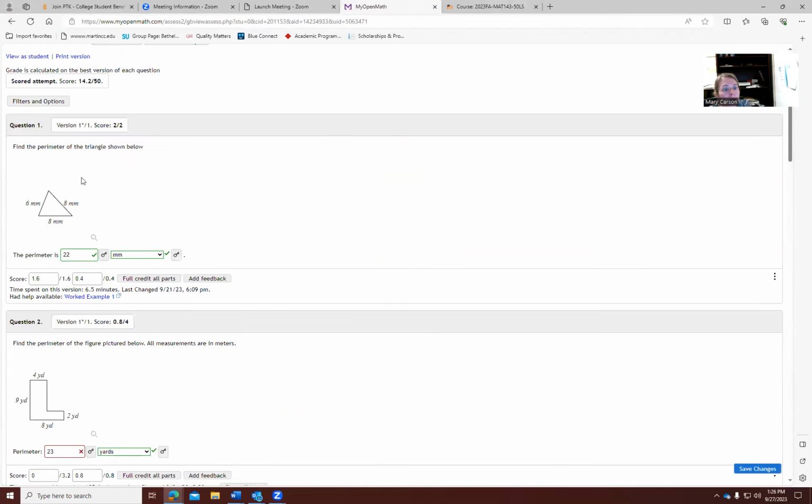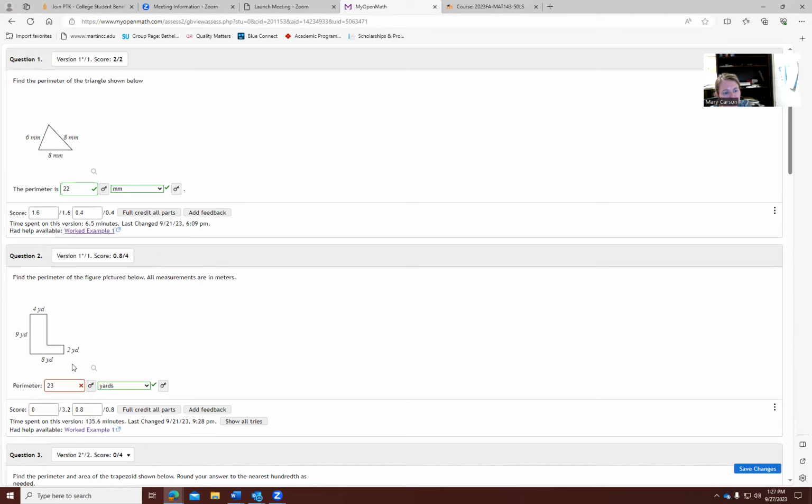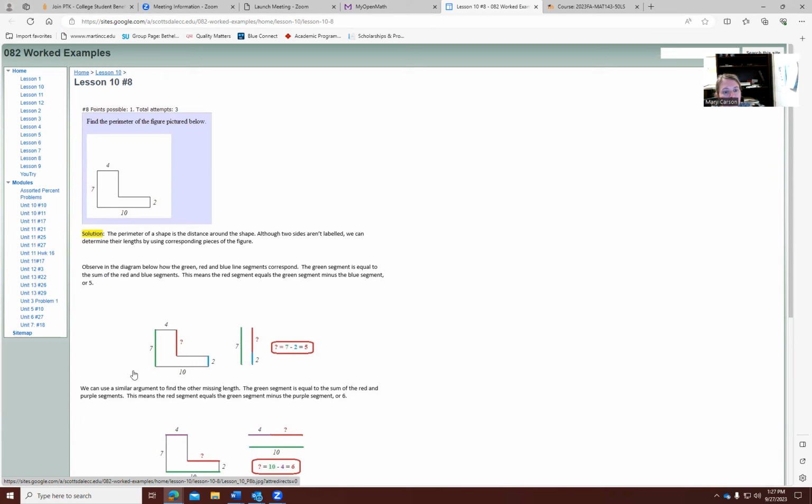But when you get to a question like this, if you go to the worked example, this worked example is pretty much identical to the question that's being asked. So I feel that you should not have had as much trouble as you had. You spent 135 minutes on this question. It's asking for the perimeter. The perimeter is adding up all the sides. Here's the worked example. It's just like the question that's being asked.